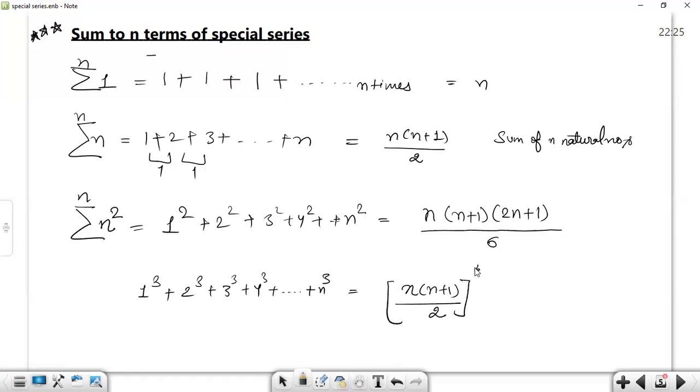Now, do you recognize this n into n plus 1 divided by 2? The sum of n cubes is basically the sum of n natural numbers, whole square. Please take a screenshot, and read this again and again.